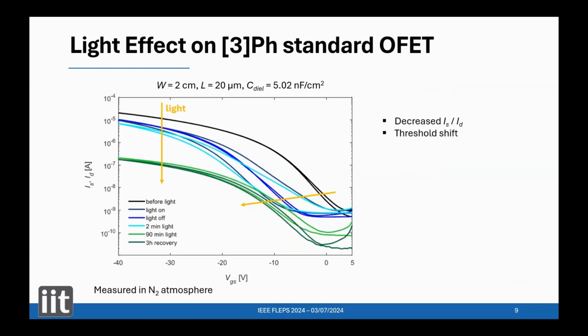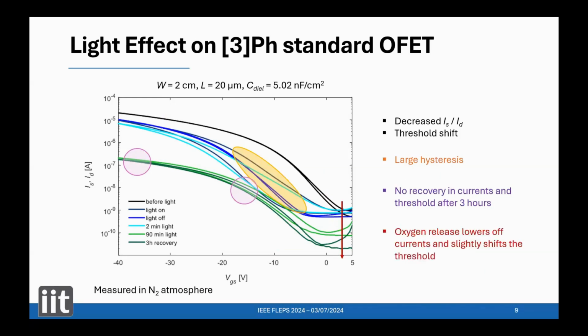And this is what happens when such a device is measured under light. You can see that straight away we have a decrease in the current and a definite threshold shift. Not only that, a huge hysteresis is formed, and all these effects seem to be permanent even after a long recovery. Of course, again, we have also a decrease in the off current, so probably part of this shift in the threshold voltage is also due to oxygen release, so a de-doping effect, but most of it is again the effect of light.